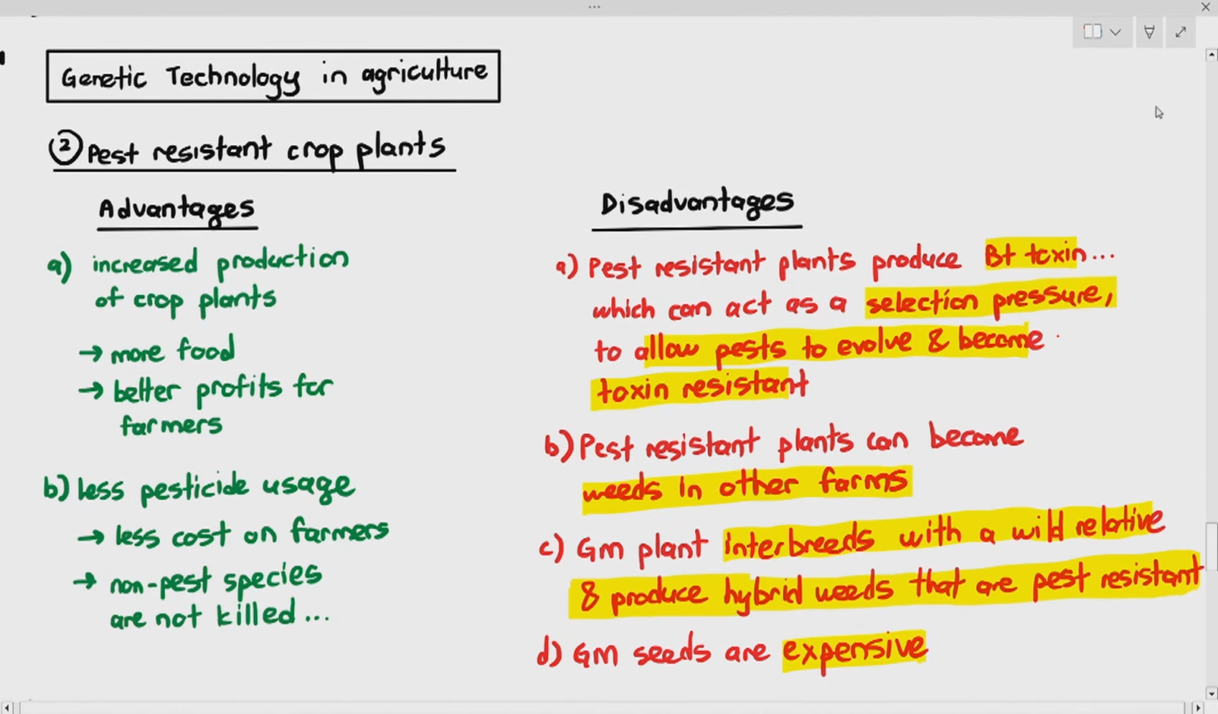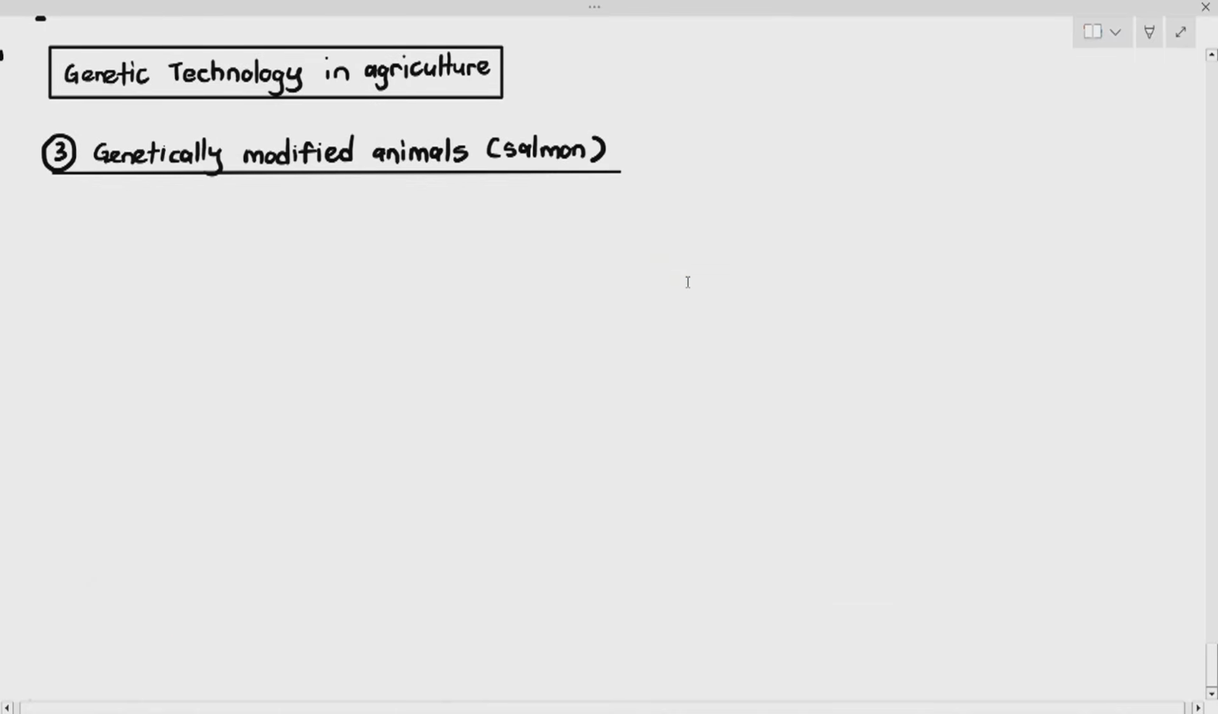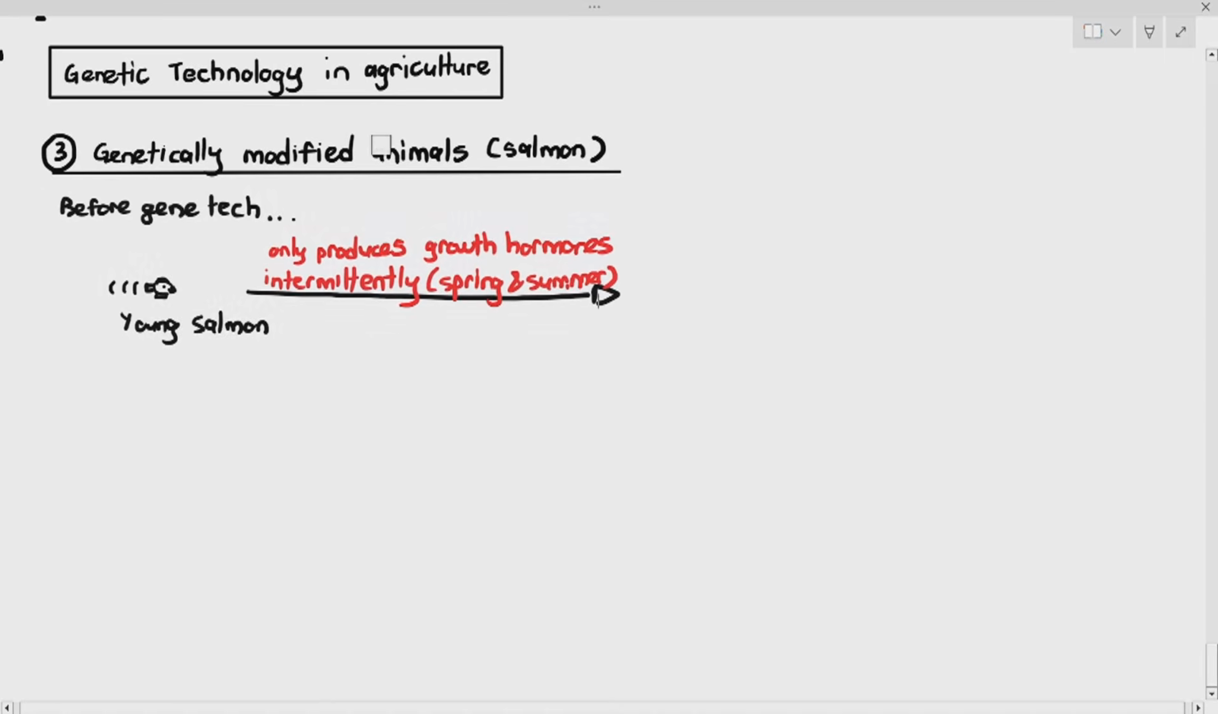And finally, what we have to cover is we have to talk about genetically modified animals. More in particular, we want to talk about salmon. Now, before gene tech, young salmon only produce growth hormones intermittently. Intermittently meaning to say they only produce growth hormones during specific time periods. For example, they only produce it during spring and summer. So only during spring and summer they will grow, right?